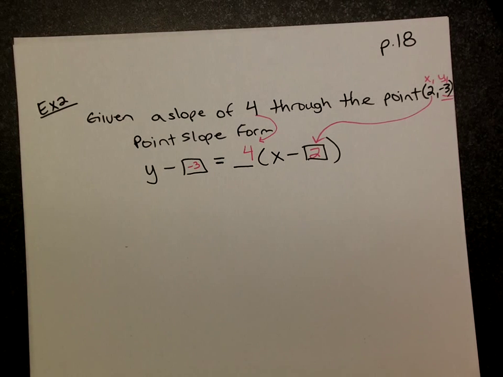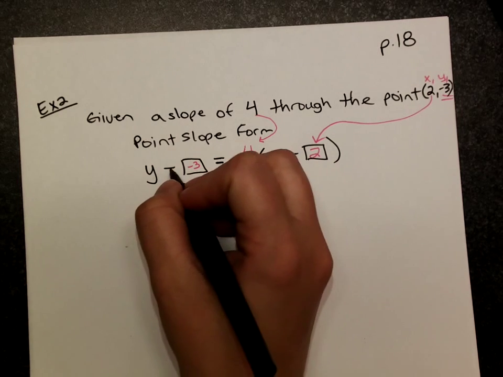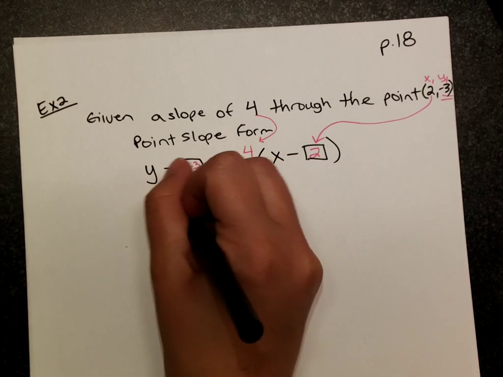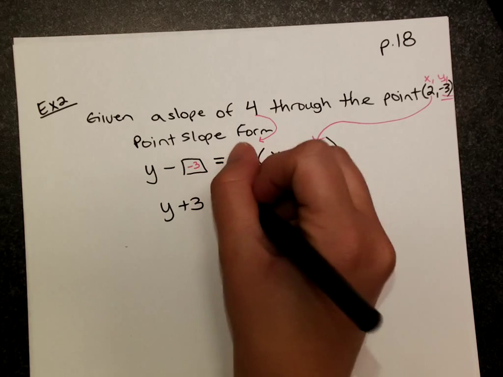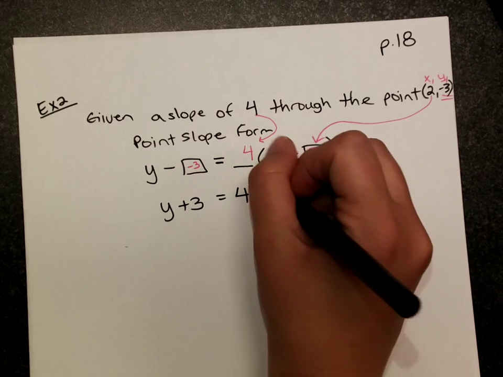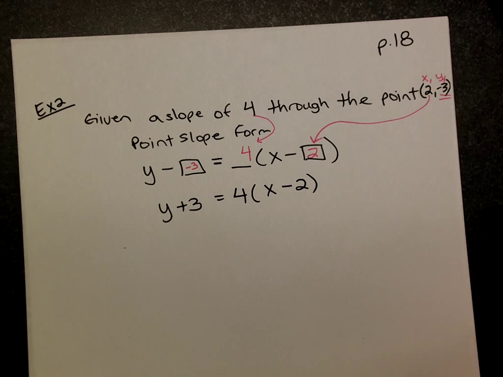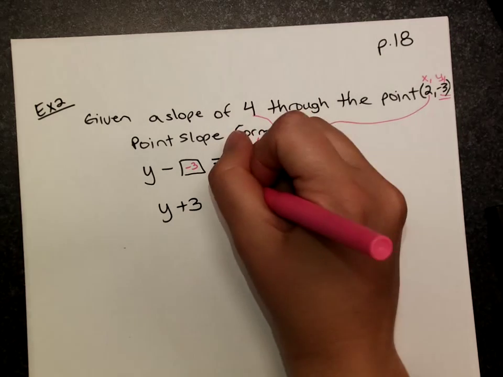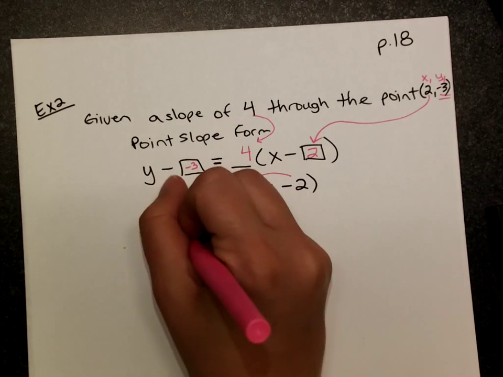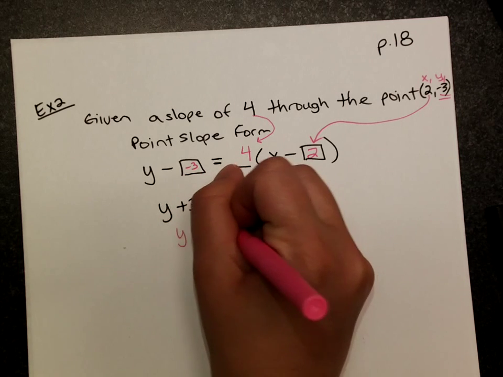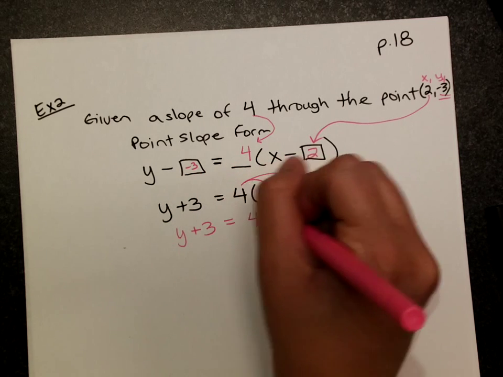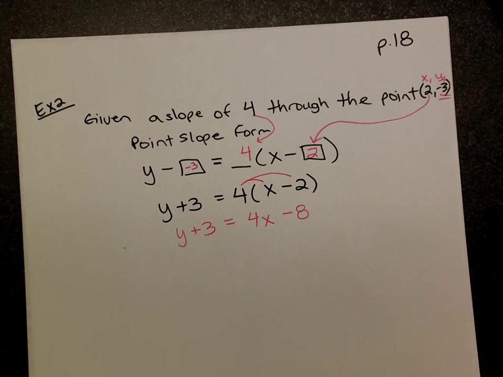So then we'll kind of clean this up a little bit. Y minus -3 is really y plus 3 equals 4 times x minus 2. From here we distribute. We get y plus 3 equals 4x minus 8.